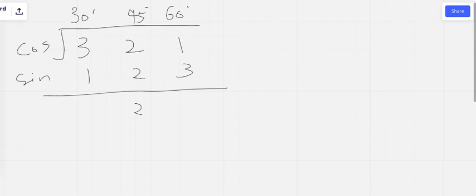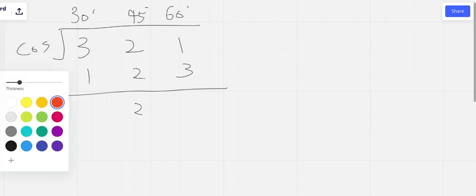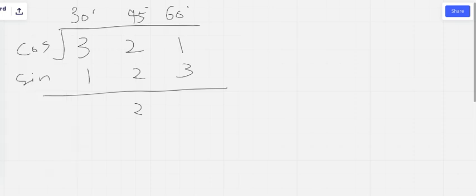So every time you want to reference what sine 30 is, you do 1 over 2. What is cosine 45? Cosine 45 is root 2 over 2, and so on and so on. And as for tangent, it is hidden in this graph.